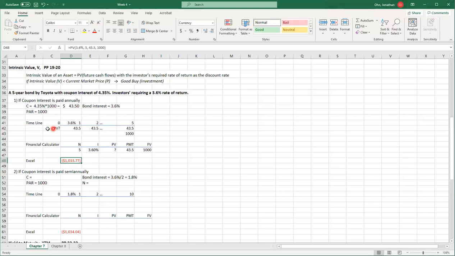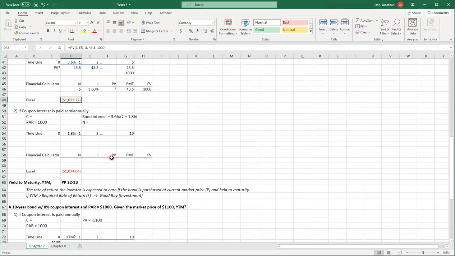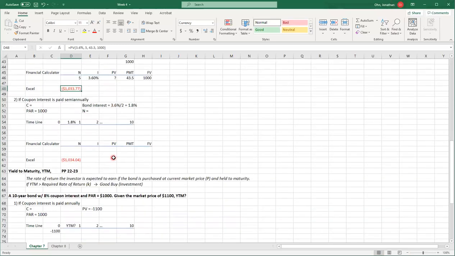Okay. Now that was the easy one, annual. If the coupon interest is paid annually, that was easy, right? How about semi-annually? If it is paid semi-annually, it's the same thing. You just make one adjustment. That's it. Coupon interest payment.